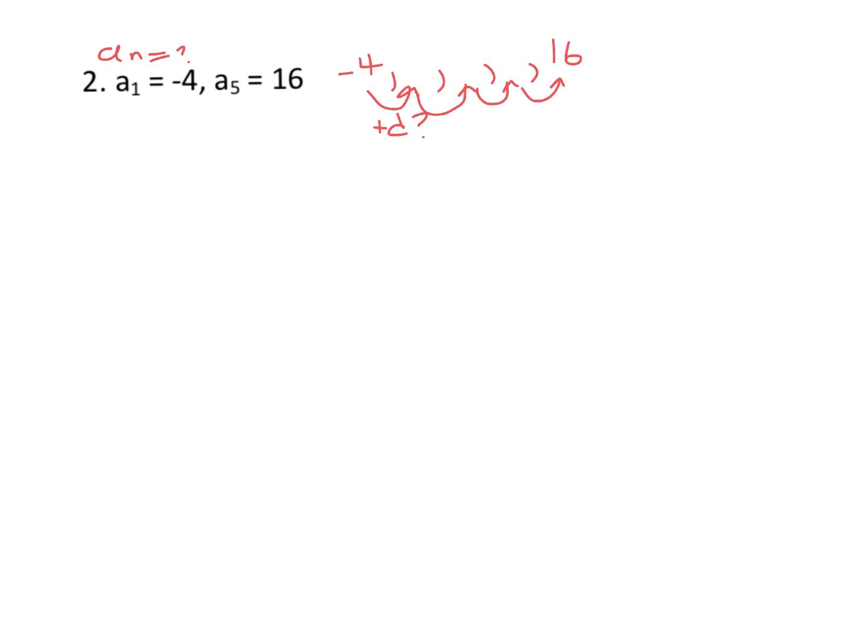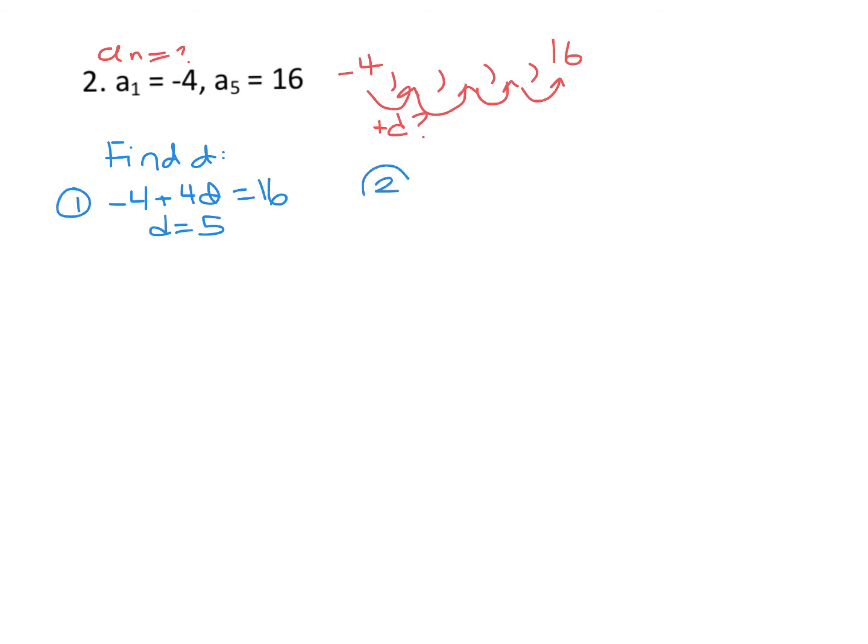So one way to do this, we're going to be finding our d, by the way. That's our first step. So one way that you can do this is you can say, okay, I know that if I start with -4, I have to add d 4 times to get to 16. And then if you solve out this equation, you end up getting that d is equal to 5. That will give you your final answer. There's another way to find d. This is my first method.